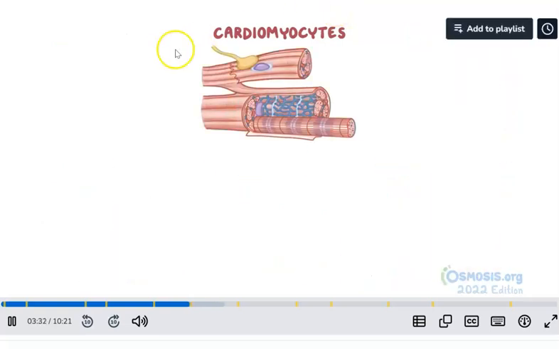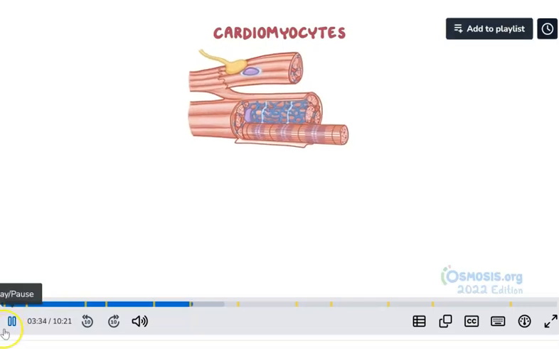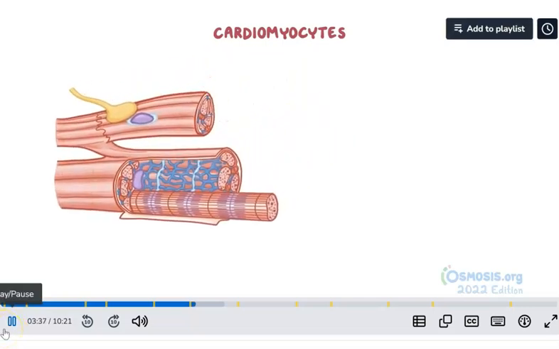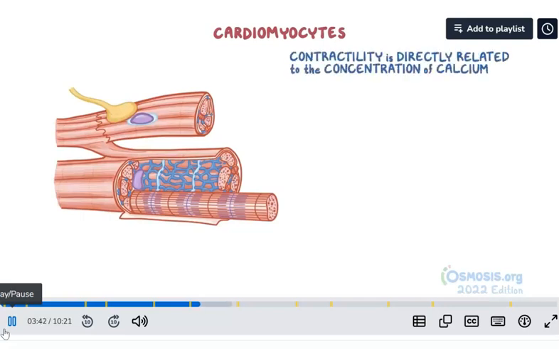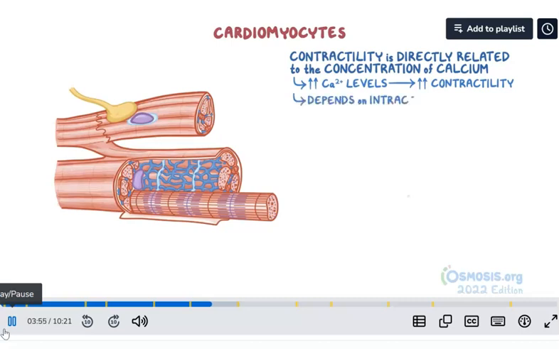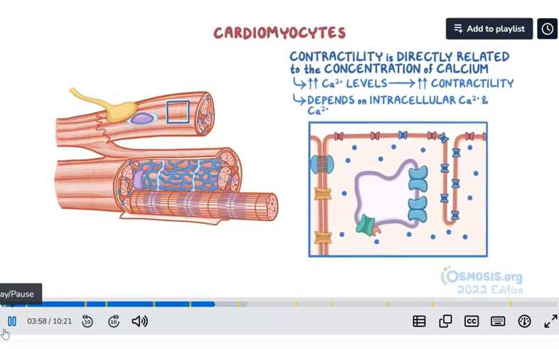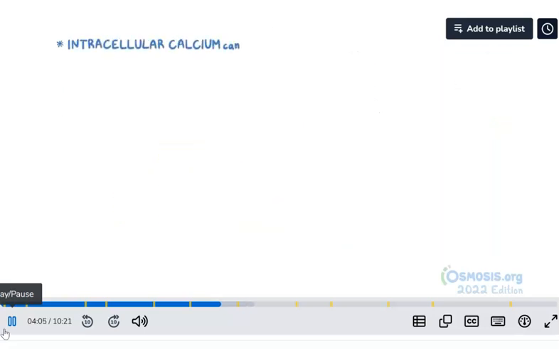Now that we understand how a cardiomyocyte contracts, we can look at the various factors that affect cardiomyocyte contractility. Contractility is directly related to the concentration of calcium within the cardiomyocyte, so any factors that increase intracellular calcium levels will increase cardiac contractility. Since calcium is stored in the sarcoplasmic reticulum, concentrations of calcium will vary with how much calcium there is intracellularly and how much calcium is stored within the sarcoplasmic reticulum that is available to be released. One of the main methods intracellular calcium can be changed is with the autonomic nervous system.